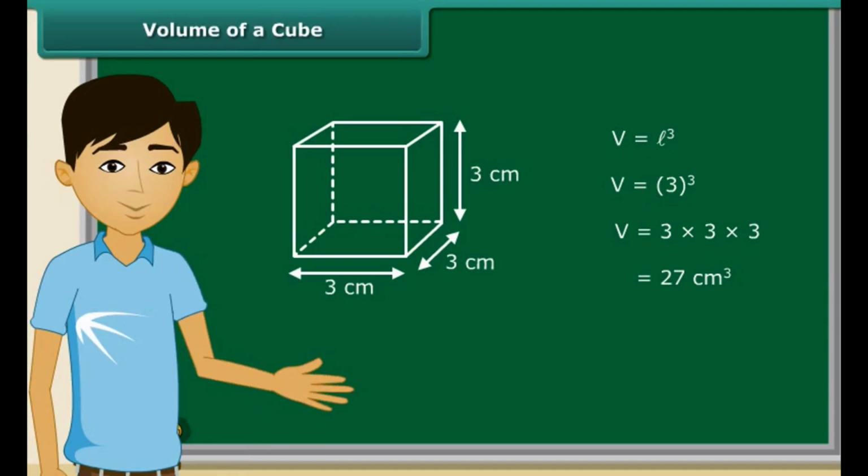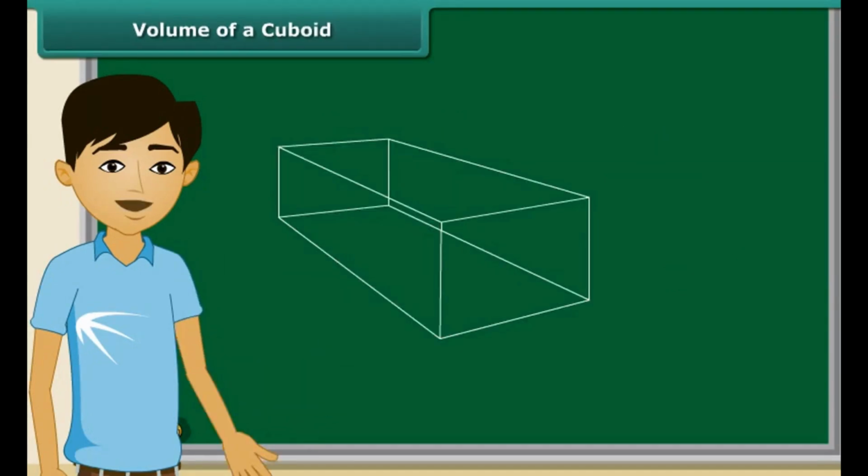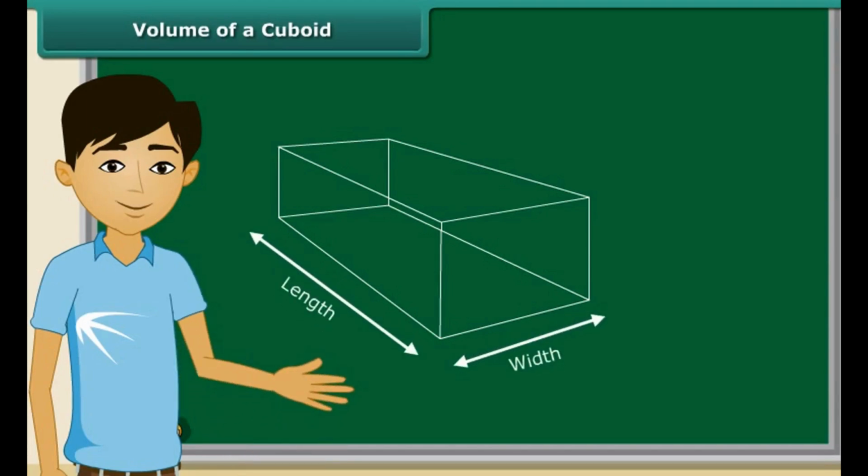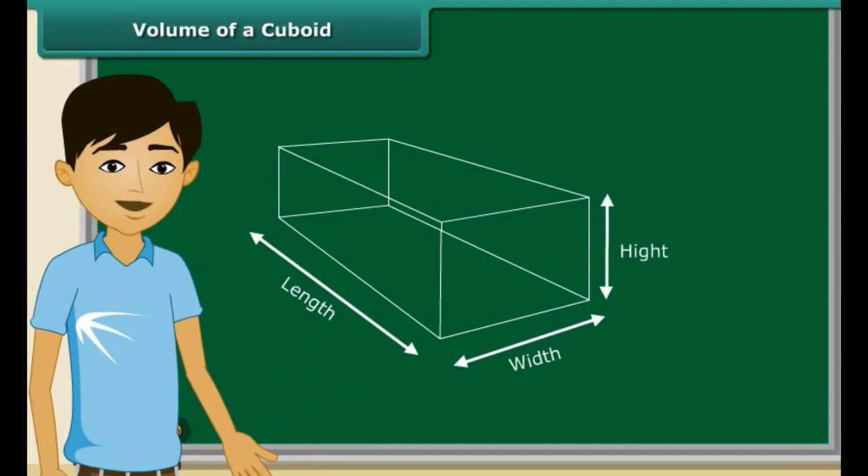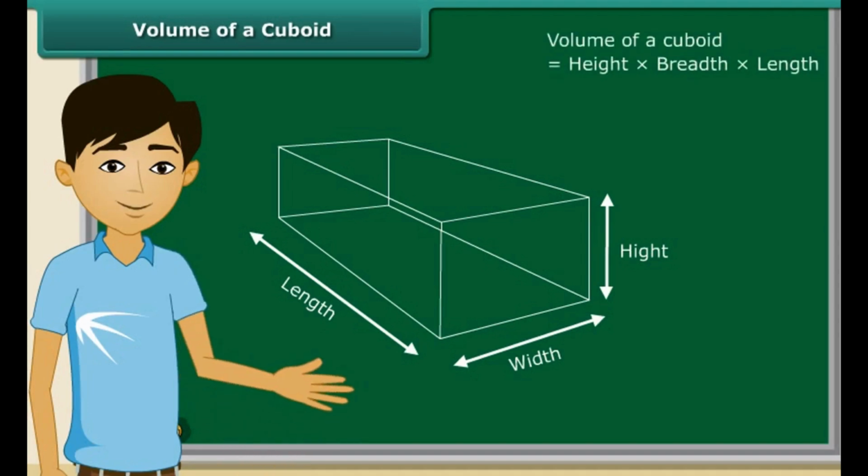Look at this cuboid. We know it's a three-dimensional shape having dimensions length, breadth, and height. It's very simple and easy to calculate the volume of a cuboid. Just multiply height, breadth, and length of the cuboid, and you will get the volume of a cuboid. Let us work out the volume of this cuboid.